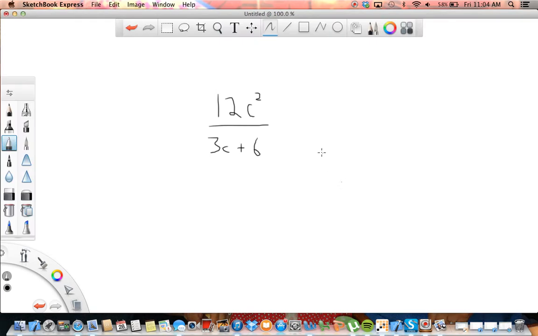Okay guys, so now we're dealing with rational expressions. And what we're going to be doing with this is you're going to have a problem that looks similar to the one I've got right here, where we have 12c squared over 3c plus 6. And what we're going to try and do basically is simplify this as far as we possibly can.